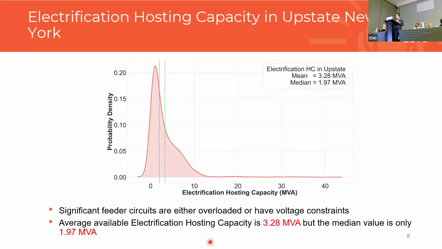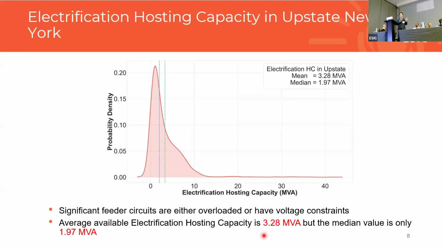So this is another figure I have. This is for the electrification hosting capacity. We did a similar analysis for this, looking at all the upstate New York utilities, at how much additional headroom you have to support load growth. And this one makes me sleep a little bit better, because the average hosting capacity for electrification in upstate New York is about 3.3 MVA. Compared to 2 MVA, it is 60% larger.